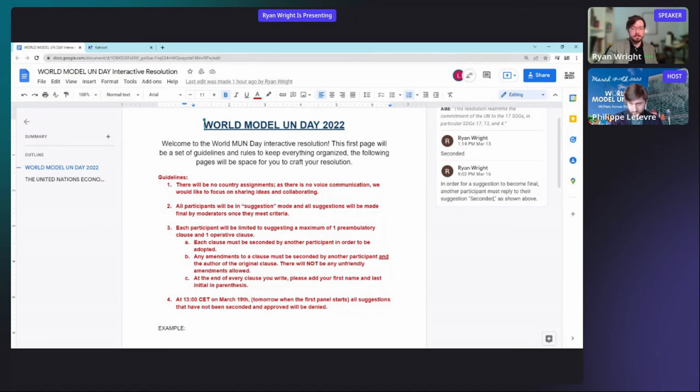Also, finally, at the end of every clause that you write, please add your first name and last initial in parentheses so that once things are finalized, we can attribute credit where it is due to whoever worked on each clause.